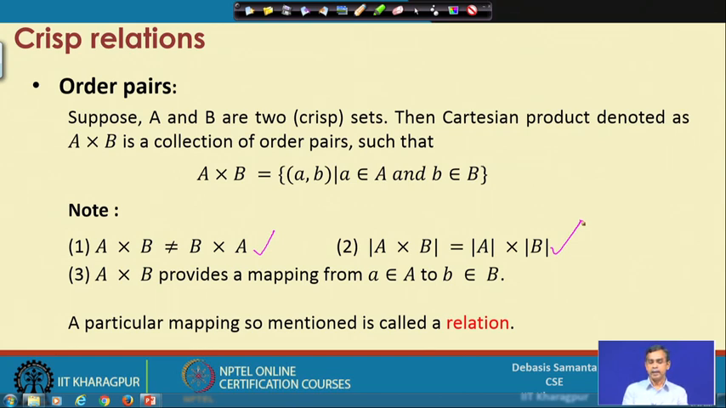So, this equation also holds good, and as I told you, A cross B essentially provides a mapping from an element belonging to set A to another element belonging to set B. So, it is basically a mapping, and this mapping is expressed by means of an ordered pair, and this particular mapping is called a relation. We can understand this relation better if we consider an example.